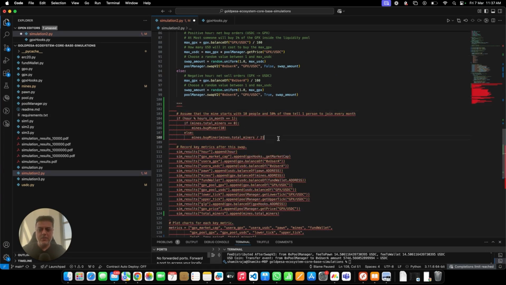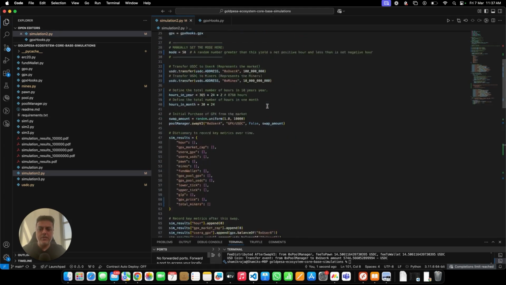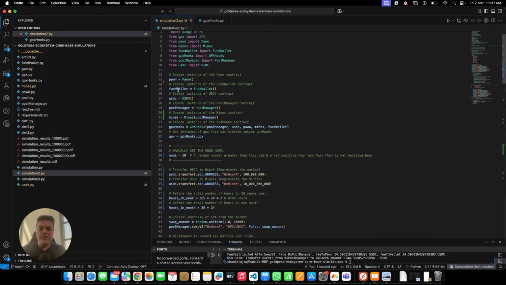Right, and let's just remove the miners for a second, because that is a little bit different. So what we're doing here is we're saying, okay, we are going to create the Pawn smart contract and the fund wallet smart contract, and simulate it. We're going to create a fake USDC smart contract. Then we're going to create a pool manager, which is equivalent to the Uniswap v4 pool manager, and a mines contract. This is GLP. We call it GPX hooks because it is a Uniswap hook contract.